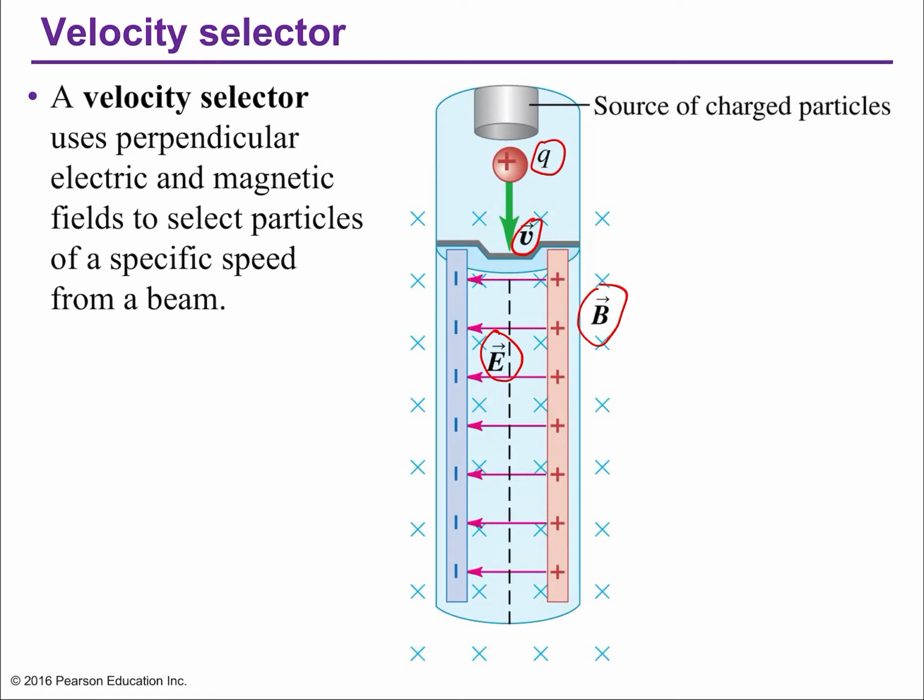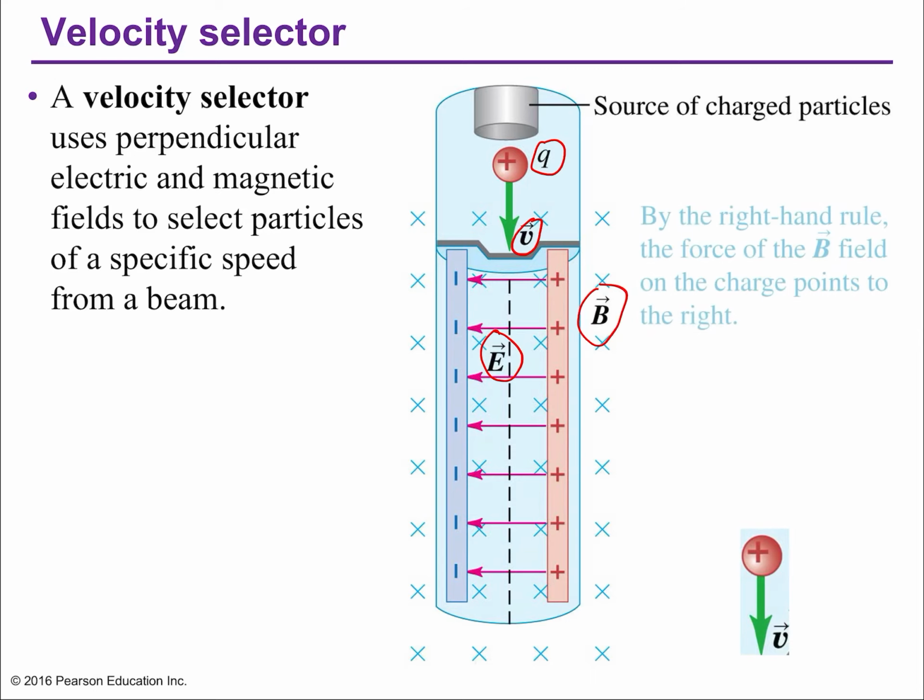between the two plates. When it is in the region between the two plates, under the action of the magnetic field, there will be a magnetic force exerted on it. If you use the right-hand rule, you can see the direction of this force, which is QVB sine of the angle 90. So that will simply be QVB, and the direction is to the right.